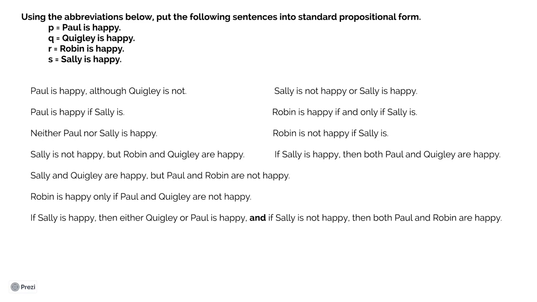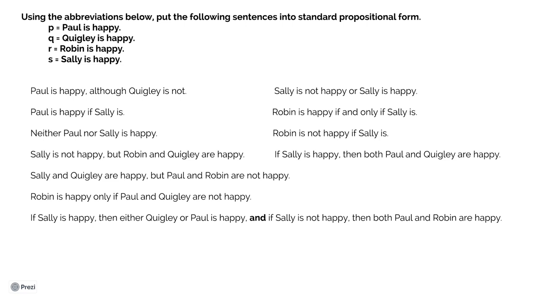In this case, Paul might be happy with the relationship, Robin might not be, but overall their relationship is not a happy one. In that case, it would make sense to treat them as a set and negate the whole parenthesis. Even if one person is happy within the relationship, it is not the case that they have a happy relationship. So it's not the case that as a couple, Paul and Robin are happy. Not, parenthesis, P and R.